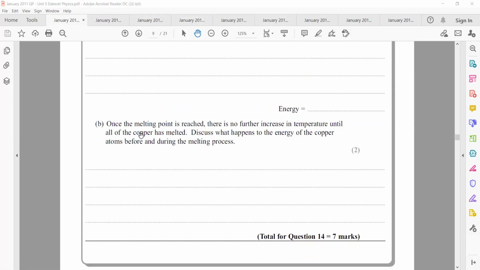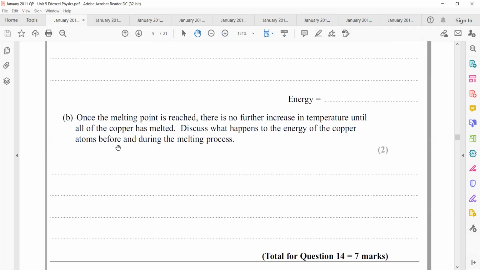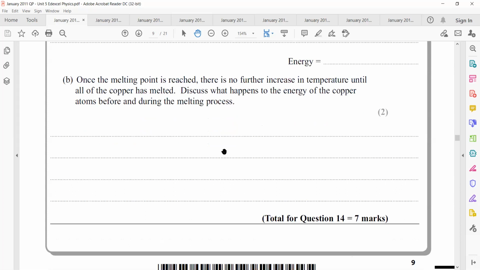Then what happened? Once the melting point is reached, there is no further increase in temperature until all the copper is melted. Discuss what happened to the energy of the copper atoms before and during the melting process. So before, what happened? Basically, when we are supplying energy, the energy was used to increase the kinetic energy. But during melting, whenever there is a change in state, there is no change in temperature. So the kinetic energy at the melting point is not changing, only the energy which we supply is changed into potential energy.